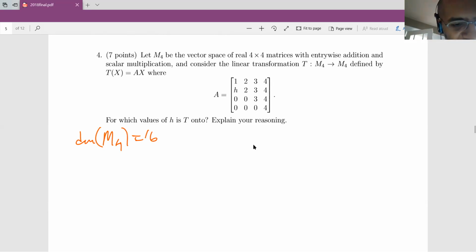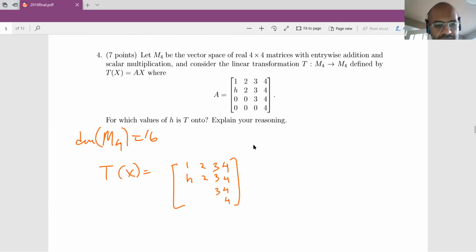Now you have a linear transformation T of X, which is literally take X and multiply it by this matrix. So importantly, remember, this is from M4 to M4. The question is, for which values of h is this onto? What's the definition of onto? Again, this is deliberately a somewhat unfamiliar setting, so you have to rely on your knowledge of the definitions. So what does onto mean?